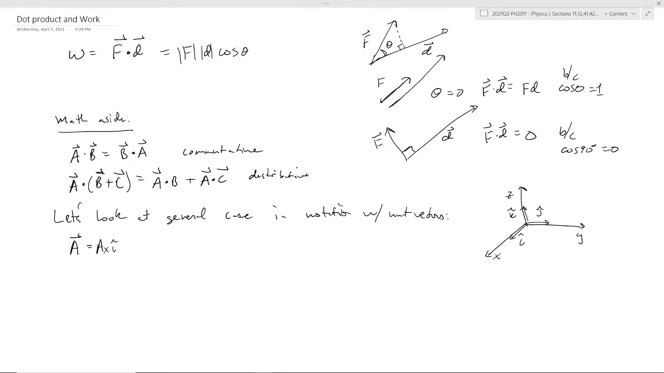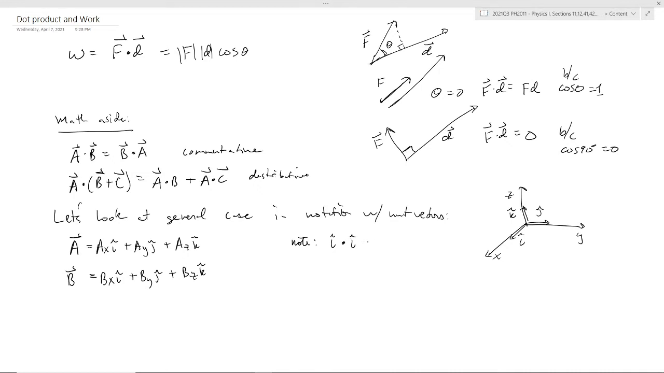So you would have some component that's along i hat. We're just writing out generic components along each direction. And we'll do the same with a B vector. Okay. And note, let's look at the dot products for the unit vectors themselves. What I mean is let's look at i dot i. So what would this be?